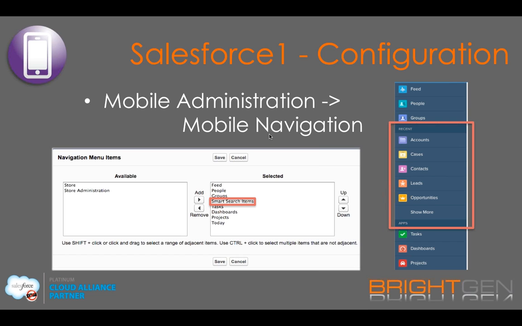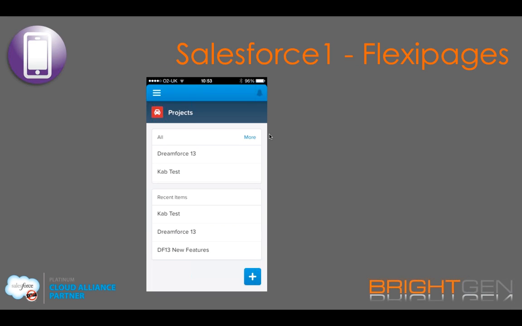So anything above Smart Search appears as a menu item. Anything below Smart Search in the configuration appears as an application. So here we have tasks, dashboards, and projects. Projects being a very noddy application that I put together.